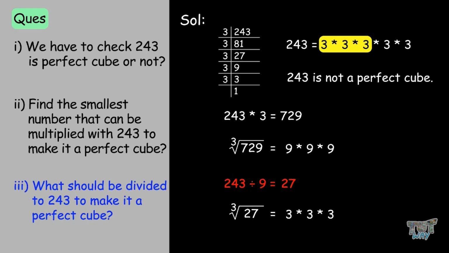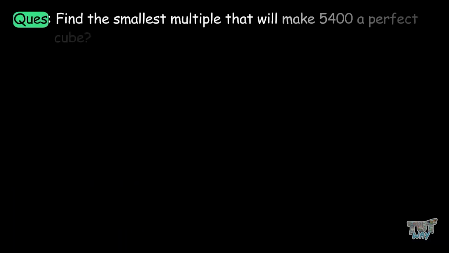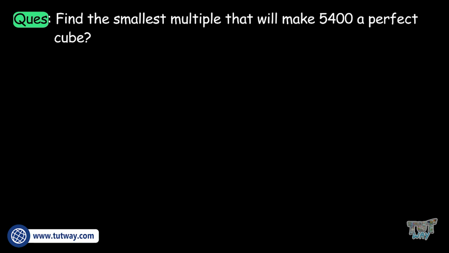So this is how you can solve all the questions where you are asked whether a number is a perfect cube or not, what can be multiplied with it to make it a perfect cube, or what can be divided from it to make a perfect cube. Now we have another question. We have the number 5,400, and we need to find the smallest multiple that will make it a perfect cube.